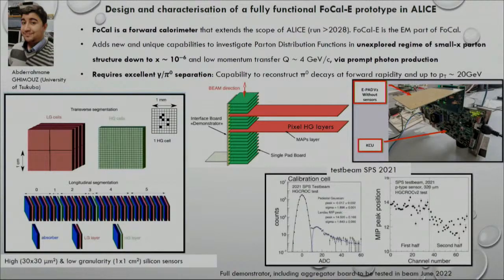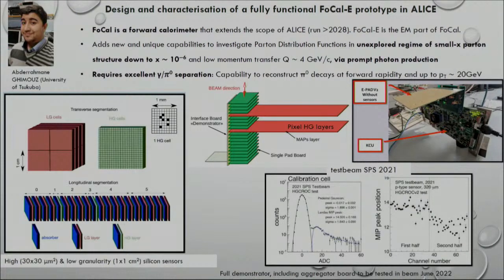The next contribution is about the design and characterization of a fully functional FoCal-E prototype in ALICE. FoCal is a forward calorimeter which will extend the scope of the ALICE experiment, and the E refers to the electromagnetic part of that calorimeter. This new capability, which is not possible right now with ALICE, will allow you to do parton distribution functions down to x of 10 to the minus 6.